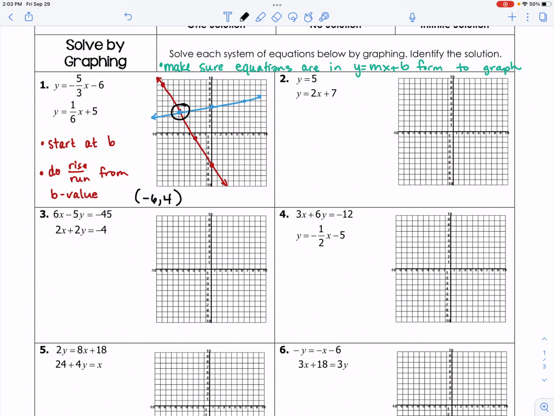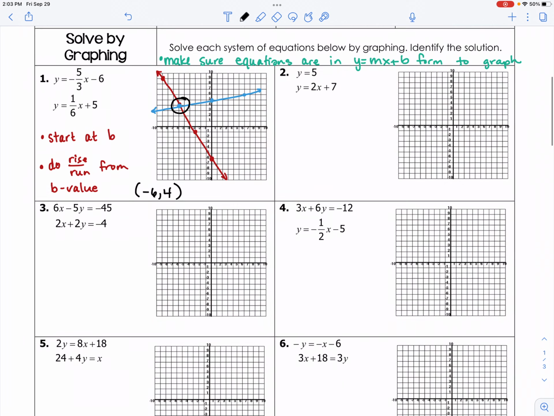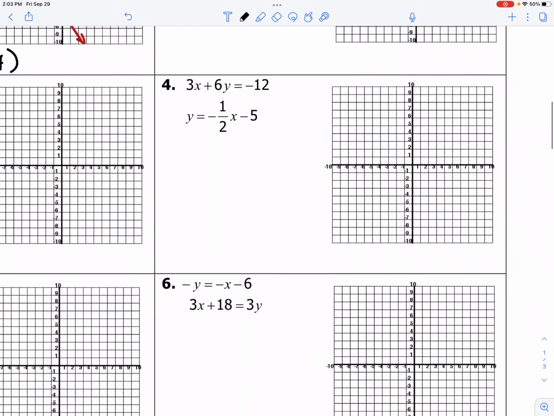That is where they are the same value. So if I were to substitute in negative 6 and 4 into both equations, they're going to come out to be true statements. Next, I want to jump down to number 4.